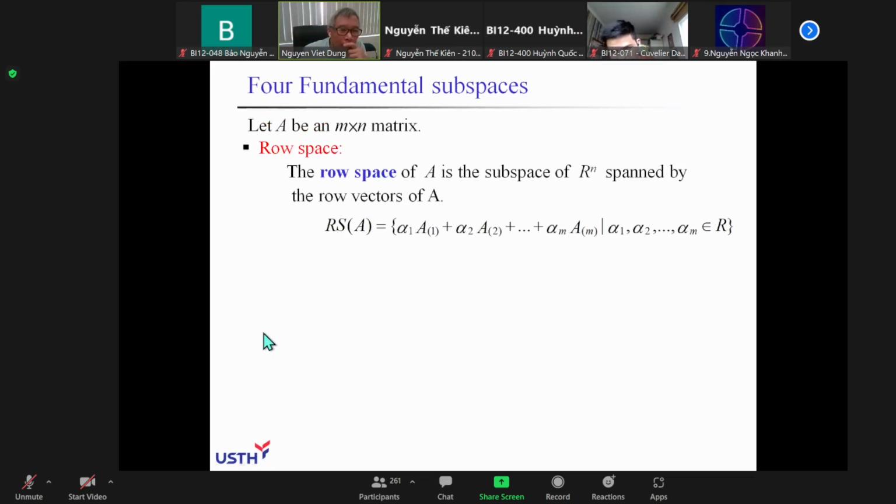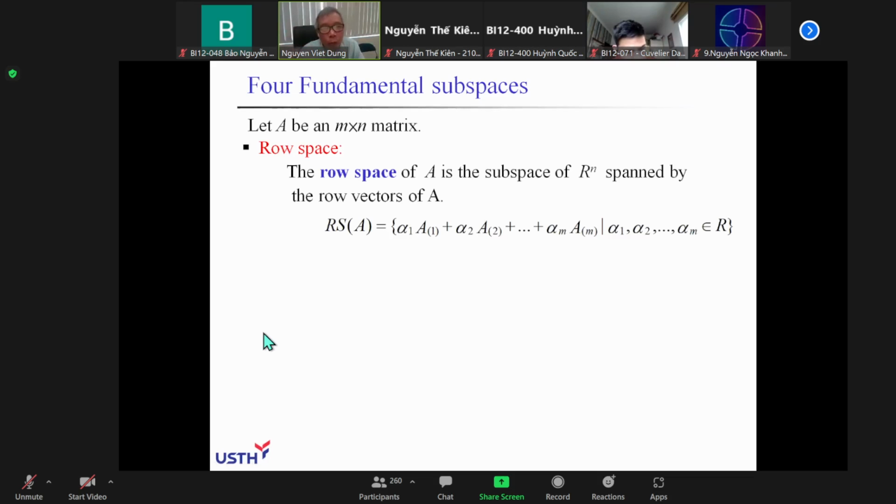Now, we define the following. For an m by n matrix A, the row space of A, denoted by RS of A, that is a subspace of R^n, spanned by the row vectors of A. Or by formula, RS of A is the set of all linear combinations of the row vectors of A. It is here, where alpha 1, alpha 2, up to alpha m are any real numbers. That is the row space.